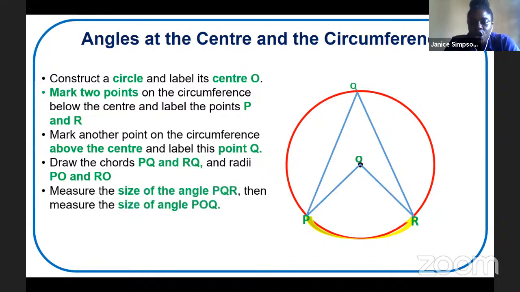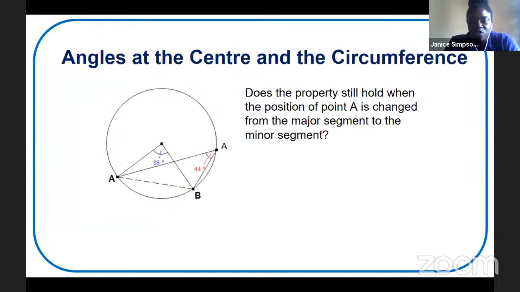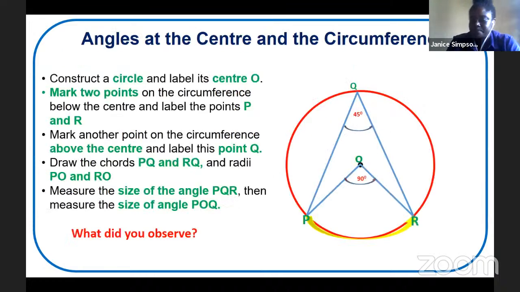Great. Now we're going to put in the chords, and then we're going to measure the sizes of angles PQR and POR. So we're measuring PQR, and the measure of that angle is 45 degrees, and POR is 90 degrees. In our instructions, that is supposed to be POR and not POQ. Let's go back. All right, good. Now, what did you observe? Share your observations in the chat.